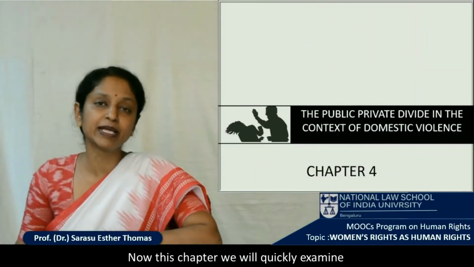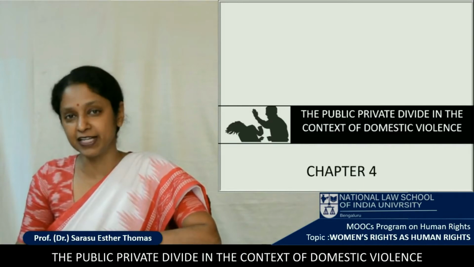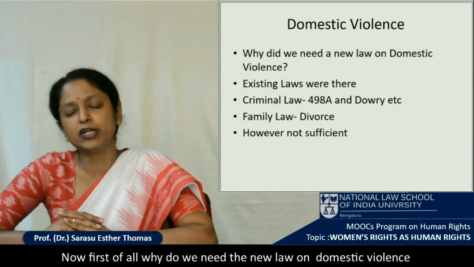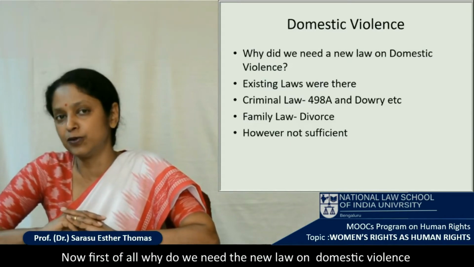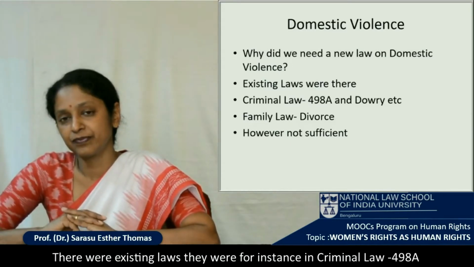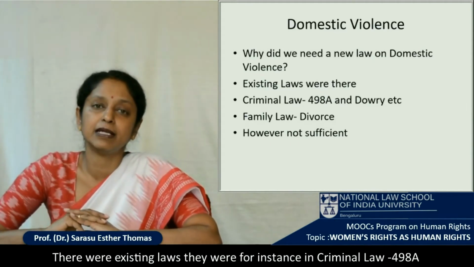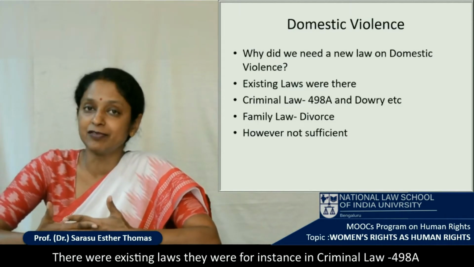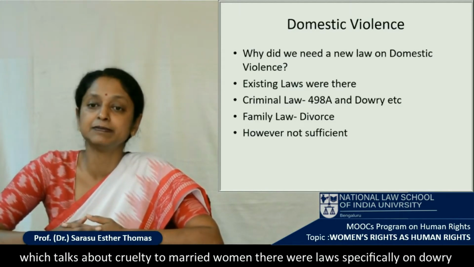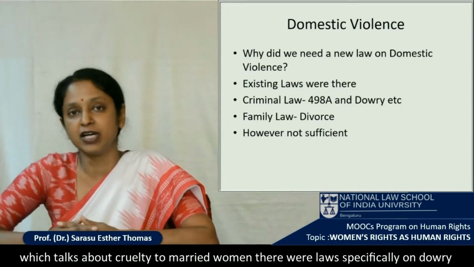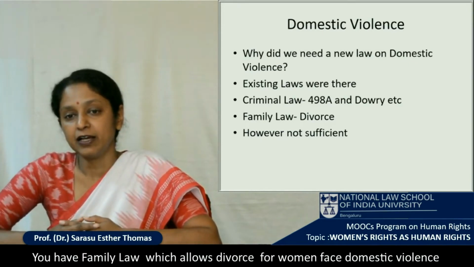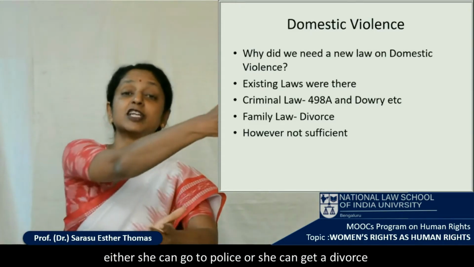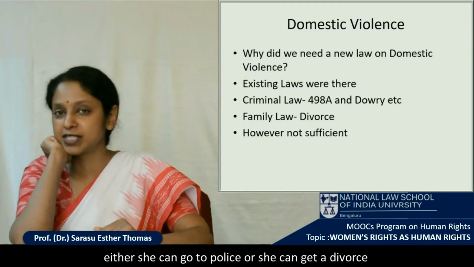Now in this chapter, we will quickly examine the public-private divide in the context of domestic violence. First of all, why do we need a new law on domestic violence? There were existing laws. There was, for instance, in criminal law, your 498A, which talks about cruelty to a married woman. There are laws specifically on dowry. You have family law which allows a divorce. So if a woman faces domestic violence, either she can go to the police or she can get a divorce.